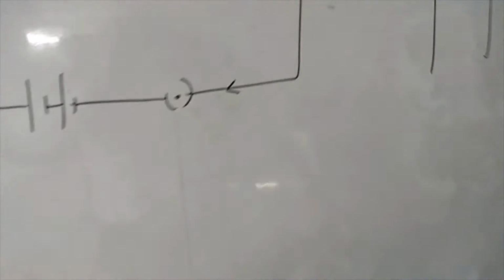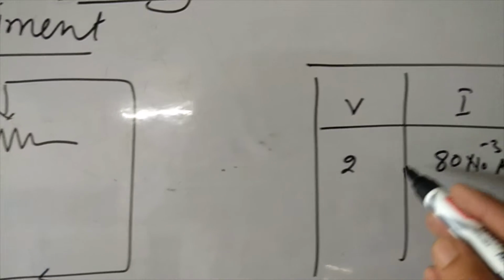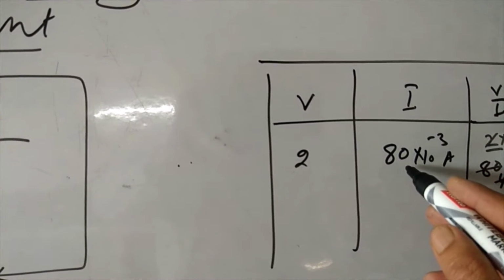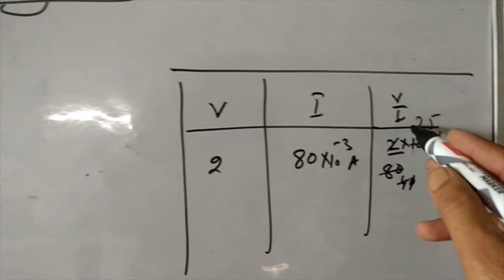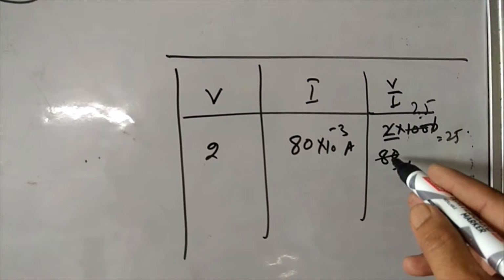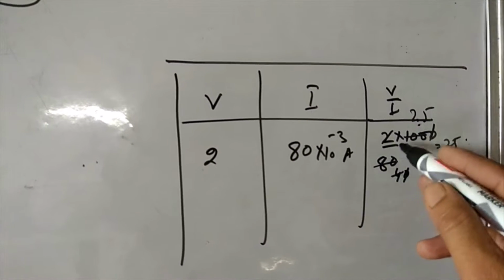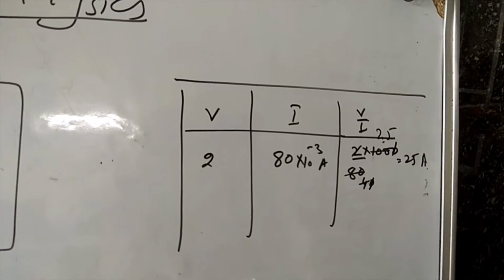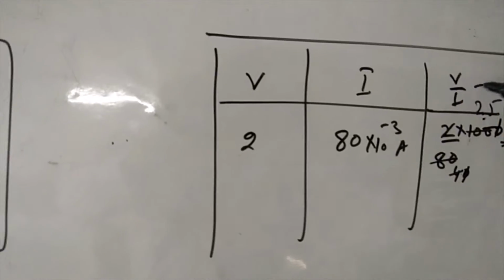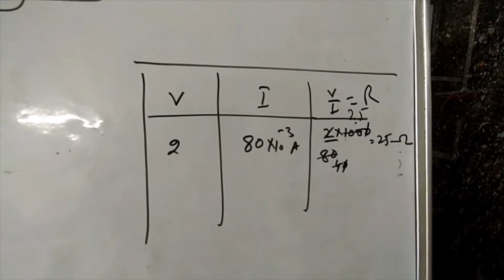Write the readings in the observation table, just as I have written. Voltage is 2 volt and current is 80 milliampere. Milli means 10 to the power minus 3. Resistance is V over I, V is 2, I is 80 times 10 to the power minus 3, so the 10 to the power minus 3 goes up. Then it will be 25 ohm. Is it clear? In this way we have calculated the resistance, which is 25 ohm.